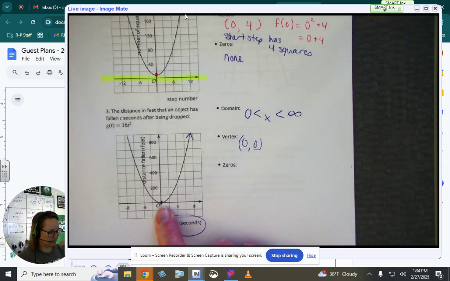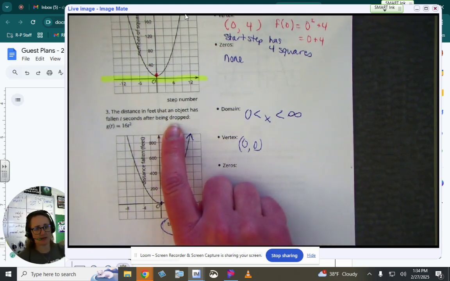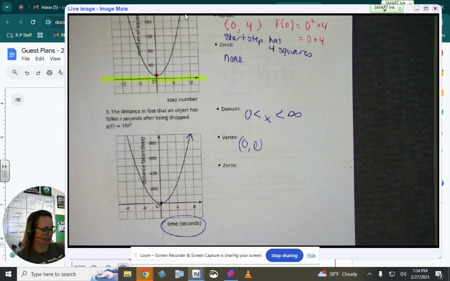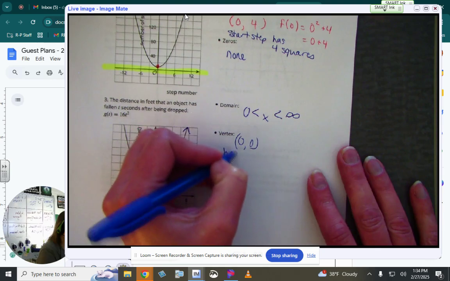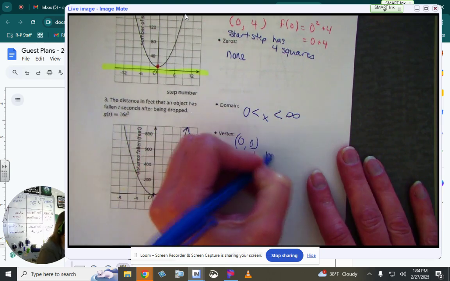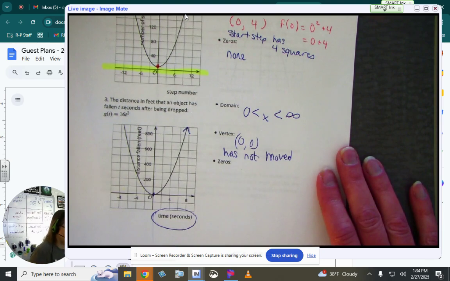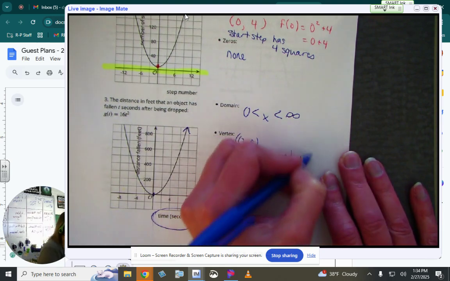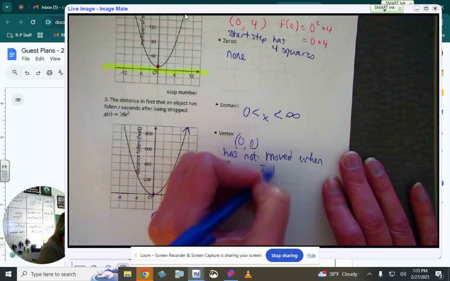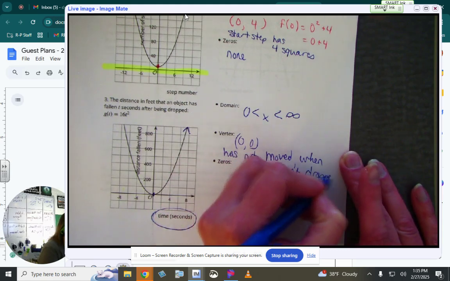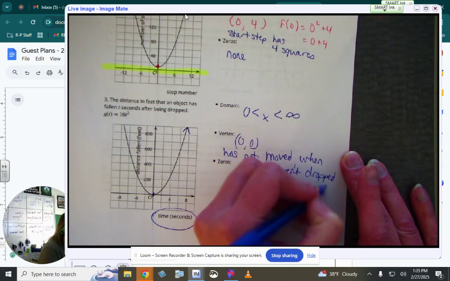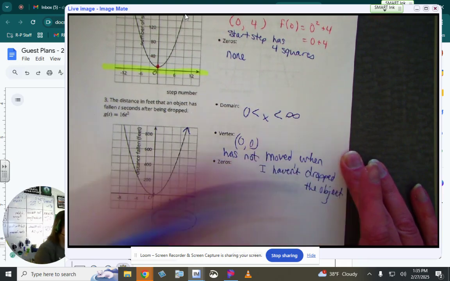That means when I haven't yet dropped it, whatever that object is, when I haven't dropped the object, it hasn't moved at all. So it has gone 0 feet. It has not moved when I haven't dropped it. Whatever that object is.